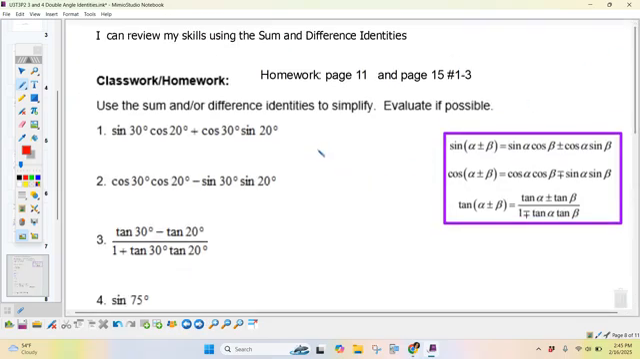Okay, so your practice then is to do page 11 and then 15, numbers 1 to 3.